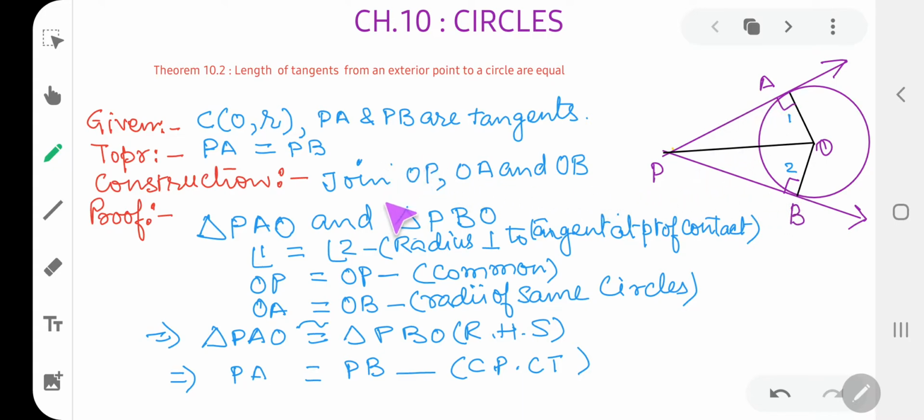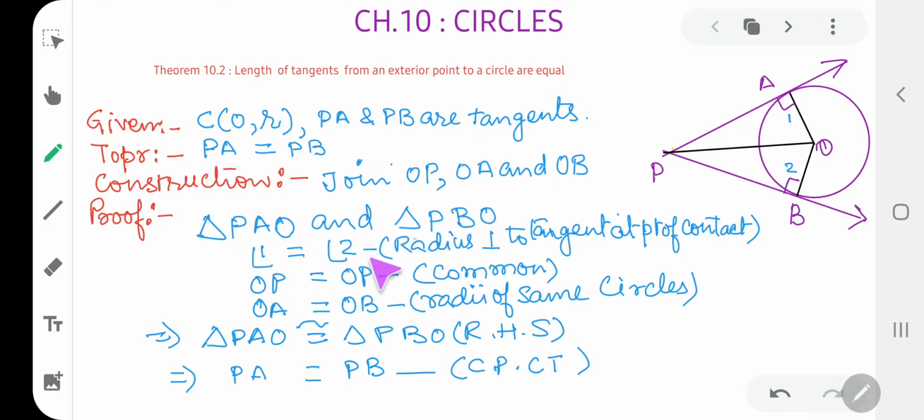Now to prove this, we will do a construction: we will join OP, OA and OB. Now it is clearly visible that in this figure we have two triangles, and let's prove that these two triangles are congruent. So we have triangle PAO and triangle PBO.